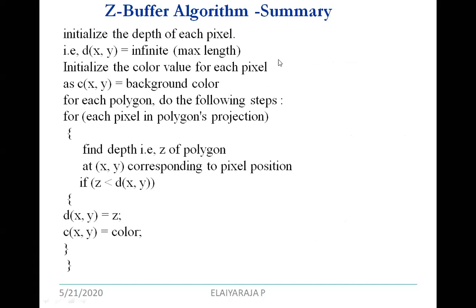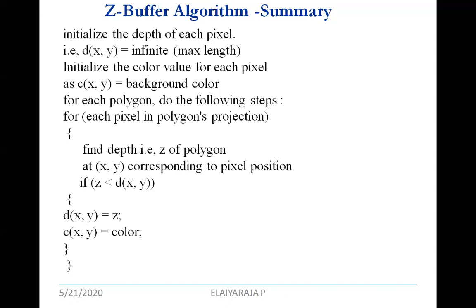If the pixel depth at x comma y, the current pixel depth value, is infinite, which is the maximum length. Initially, you don't know on your projection screen what the maximum depth is for the particular pixel. After you process all the pixels, only then will you come back and check whether the depth value is higher or less. If it is higher, it will be replaced. If it is less, the old value will be retained.